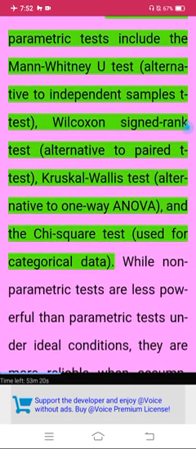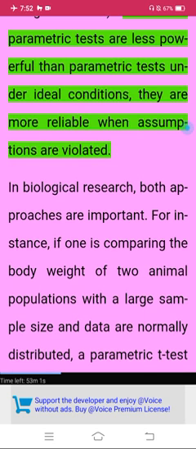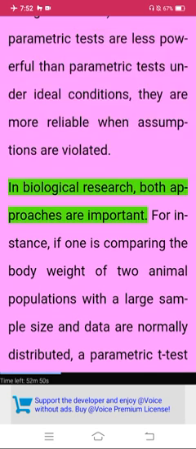Common non-parametric tests include the Mann-Whitney U test, alternative to the independent samples t-test, the Wilcoxon signed rank test, alternative to the paired t-test, the Kruskal-Wallis test, alternative to one-way ANOVA, and the chi-square test used for categorical data. While non-parametric tests are less powerful than parametric tests under ideal conditions, they are more reliable when assumptions are violated. In biological research, both approaches are important.